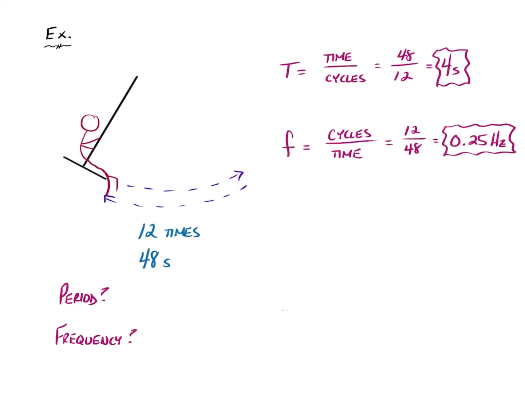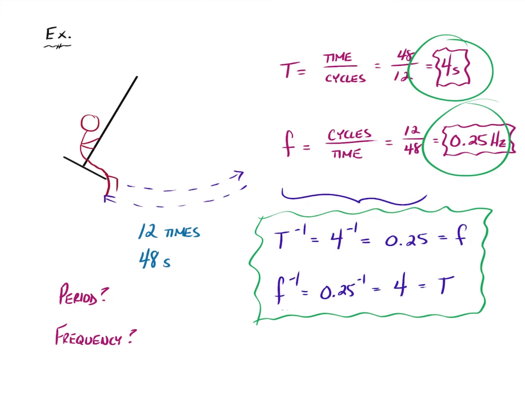Some people watching this may realize that I didn't have to do that entire equation. Once I found one, I could also quite simply just take the inverse. So if I knew the period was 4 seconds, the inverse of 4 is 0.25, which, as we see above, was the frequency. Or if I had found the frequency first and discovered that was 0.25 hertz, I could take the inverse of that, which gives me 4, which is in fact the period. So like I said, once you have one, you always have the other. You can use the equations. You can use the inverse relationship. Either one will get you the right answers.